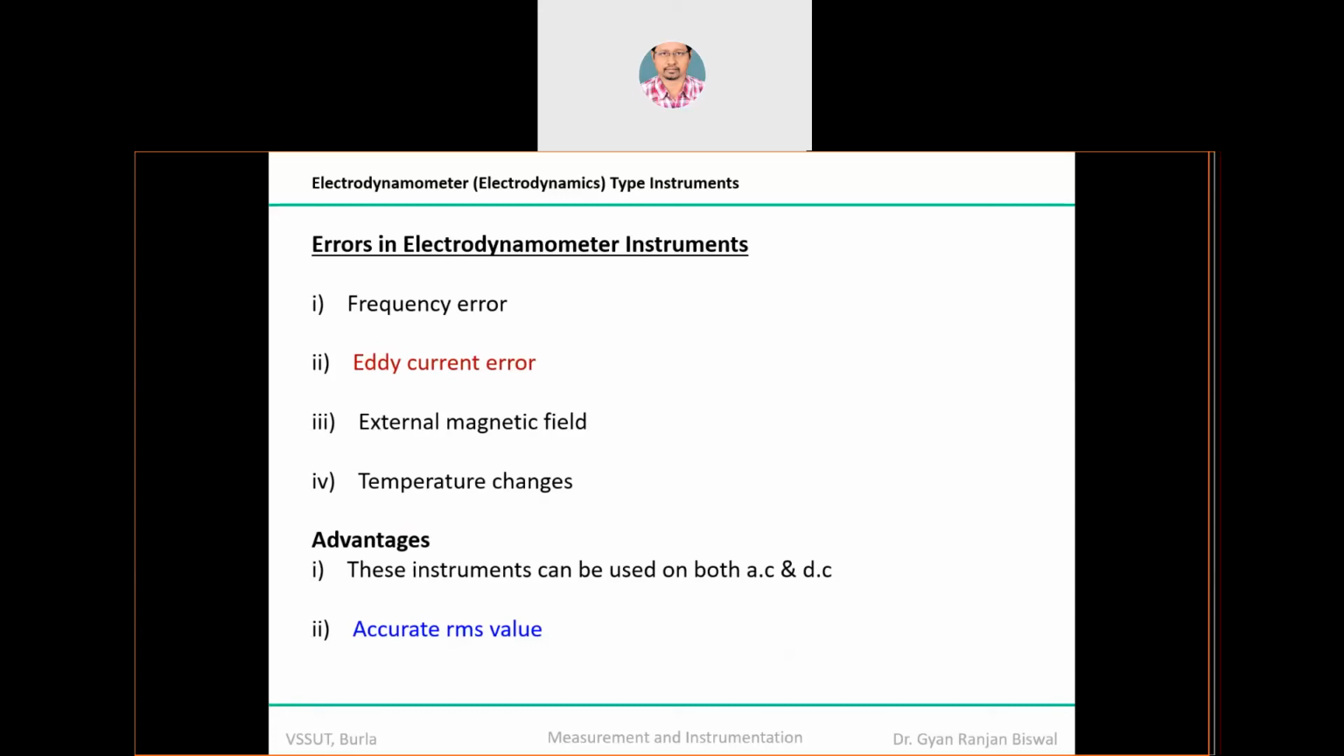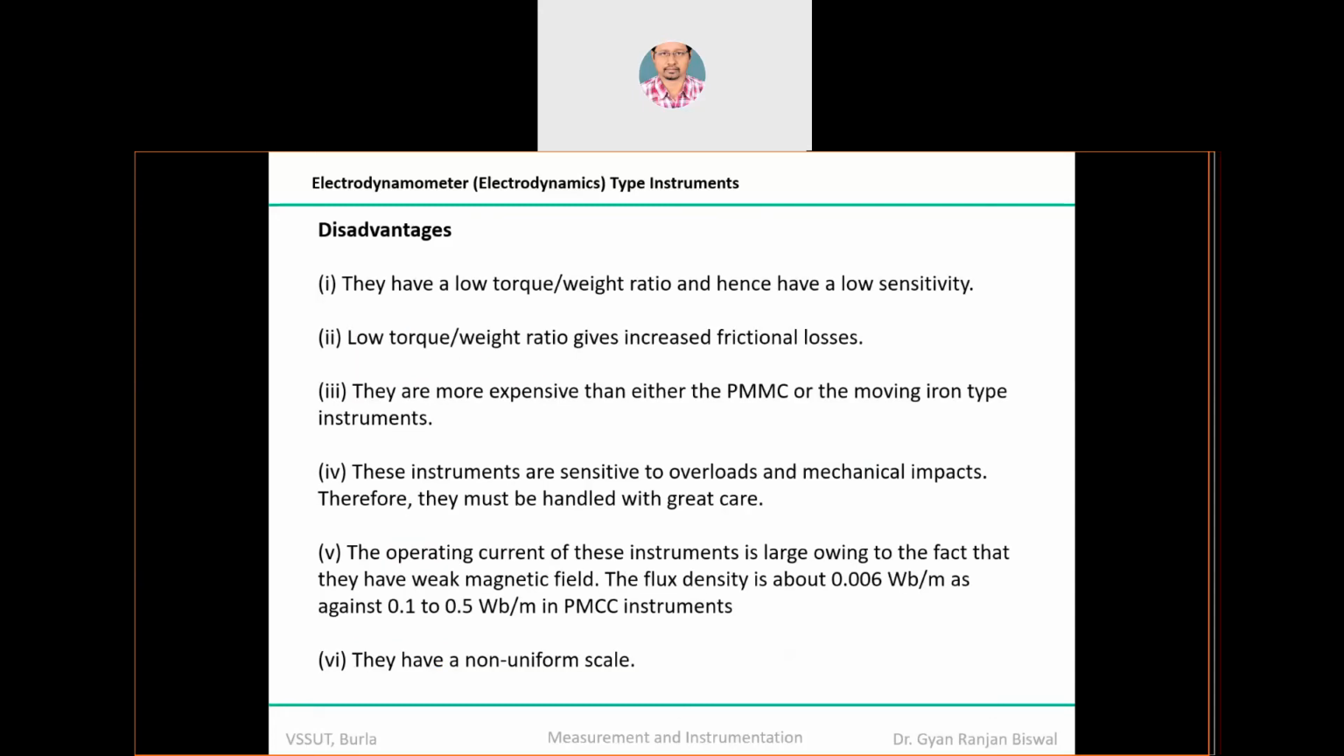What is the biggest advantage? Because as a true transfer type of instrument, it can measure the RMS value of the voltage and current very, very accurately, far more accurately as compared to the moving iron type of instruments. Yeah. Certain disadvantages: it has a low torque to weight ratio.